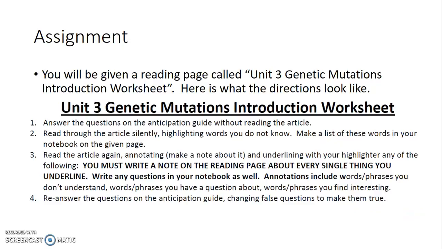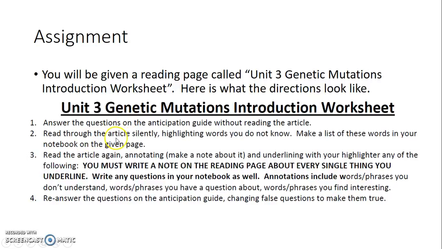So your assignment, along with this video, is you're going to be given a reading called Unit 3 Genetic Mutations Introduction Worksheet. With that reading, there will be 2 pages. One page is the reading, front and back, and the second page has an anticipation guide and then questions on the back of that. You are going to start by answering those anticipation guide questions without reading the article. See what you remember from learning about mutations just now or something in the past.